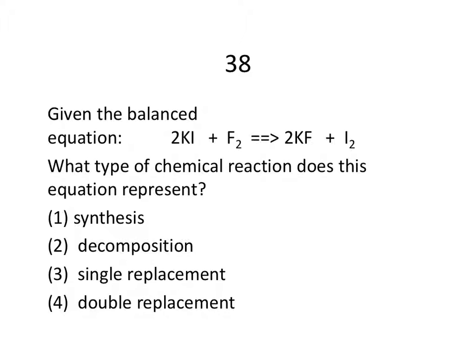So in this problem, we are looking at the equation that is given right here. And we are trying to determine what type of chemical reaction it represents. So what we can see here is that we have a compound, and then we have an element, and they switch places. So therefore, when you have a compound and an element that switch places, that is definitely a single replacement. That is a definition question.